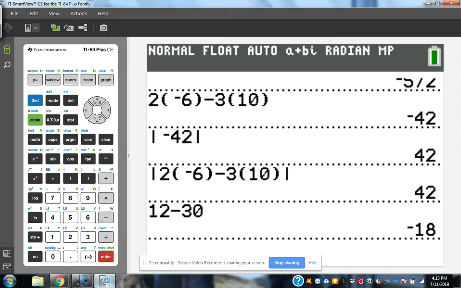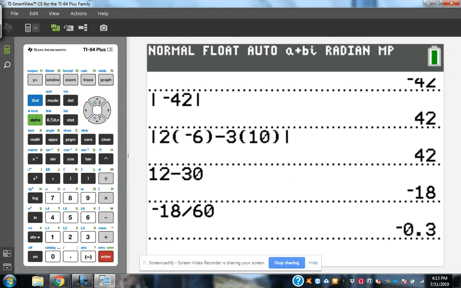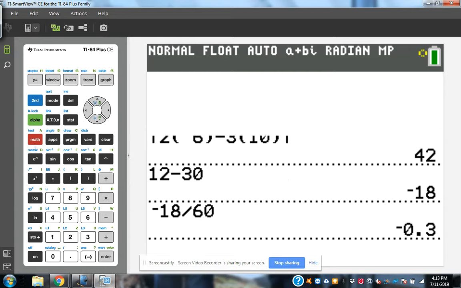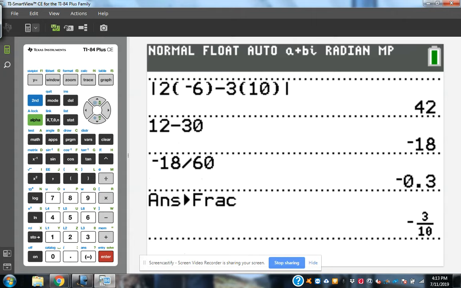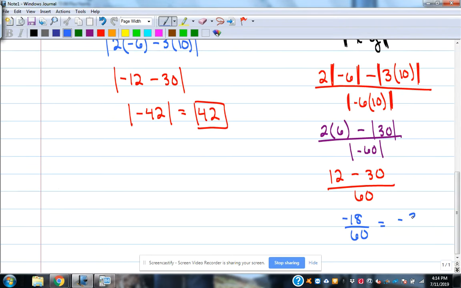over 60. And then, with my calculator, I can go -18 over 60. Mine's set up to give me a decimal back, but I can just hit math, enter, and it'll change it to a fraction for me. Math, enter, always will change an answer to a fraction. And I want that as -3 over 10. That would be your final answer. Always reduce as far as possible. And if it's written as a fraction in the beginning of the problem, your answer should be written as a fraction too. That's always kind of my rule of thumb for that stuff.